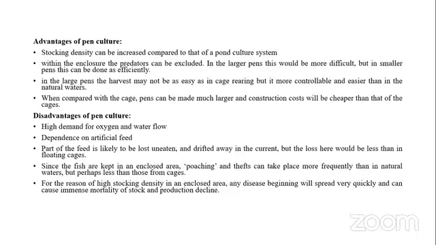than in natural water. Now, the disadvantages are high demand of oxygen and water flow. Why? Because if we are selecting a shallow water body, then the dissolved oxygen should be high everywhere, so it should not be a limiting factor. Dependence on artificial feed is also there. A part of the feed is likely to be lost, uneaten, and drifted away by the current, but the loss here would be lesser in floating cages.